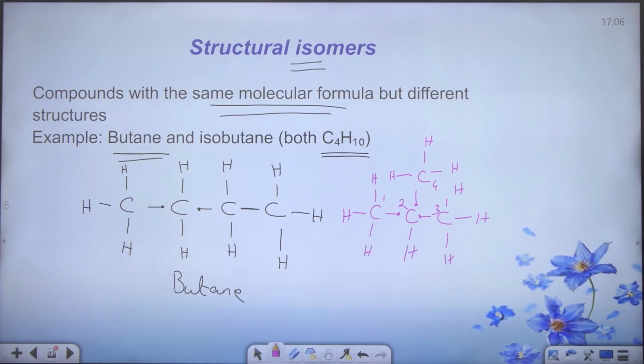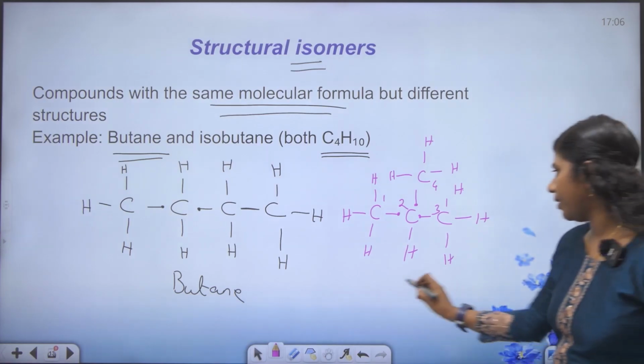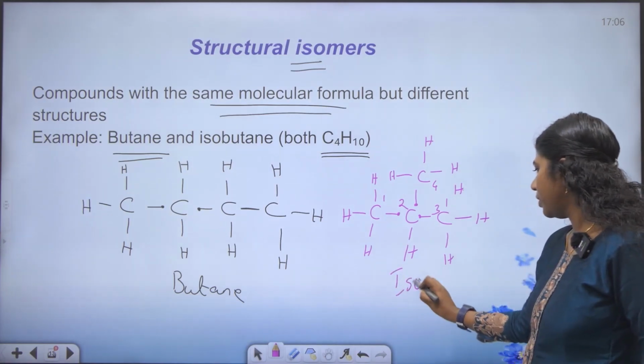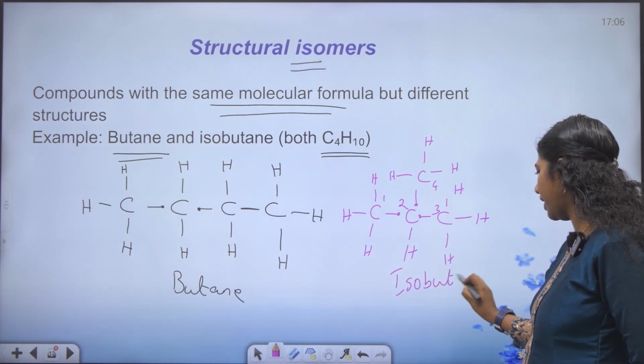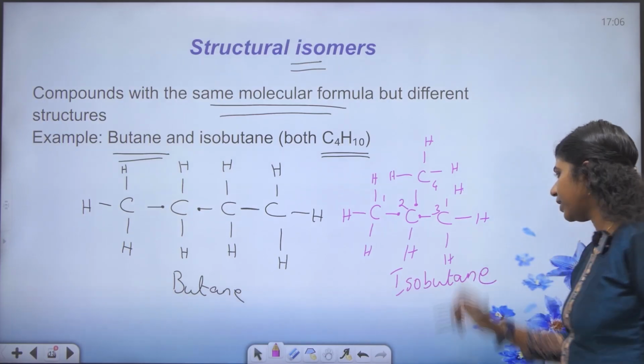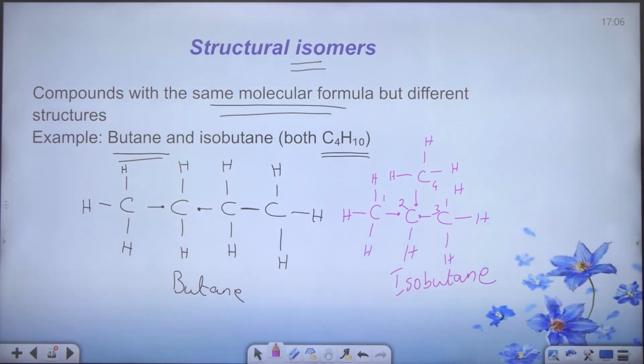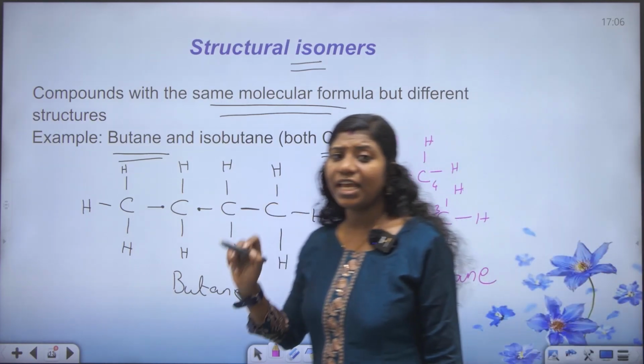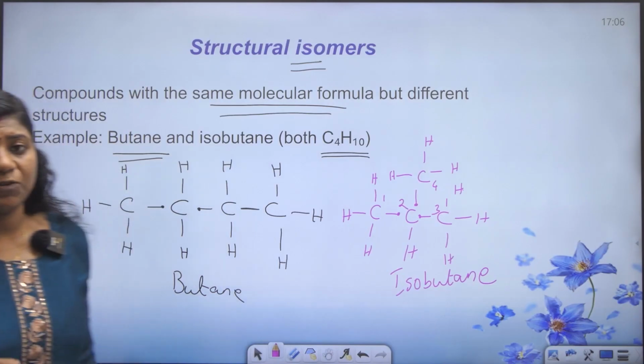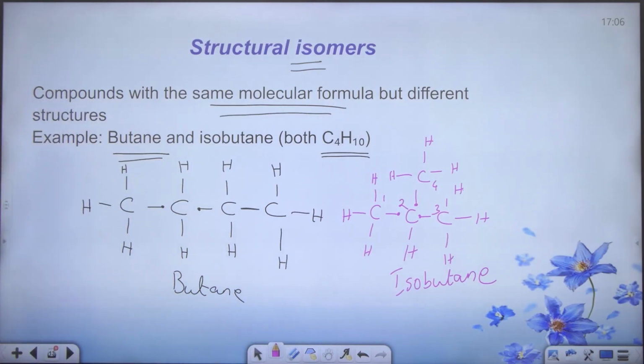But the first compound is butane, with 4 carbon atoms connected in a chain. And the second compound is known as isobutane. Butane and isobutane are structural isomers. They have the same molecular formula but different structural arrangement, or different structures.